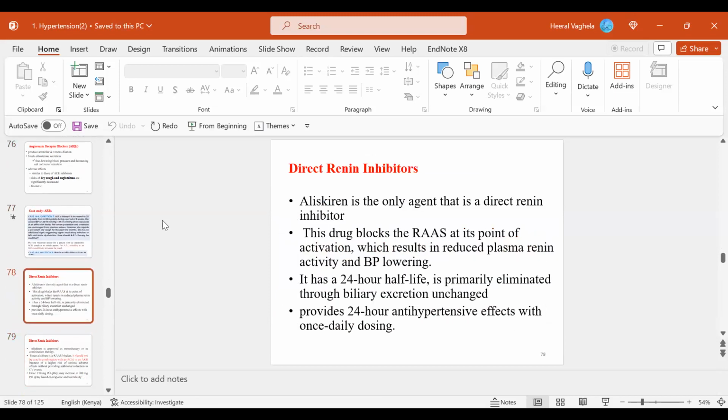Okay, yeah. Then other drugs are the direct renin inhibitors, like aliskiren, which inhibits the renin. So it blocks that RAS pathway, and there is no formation of angiotensin 1 or angiotensin 2. So it basically lowers your BP.